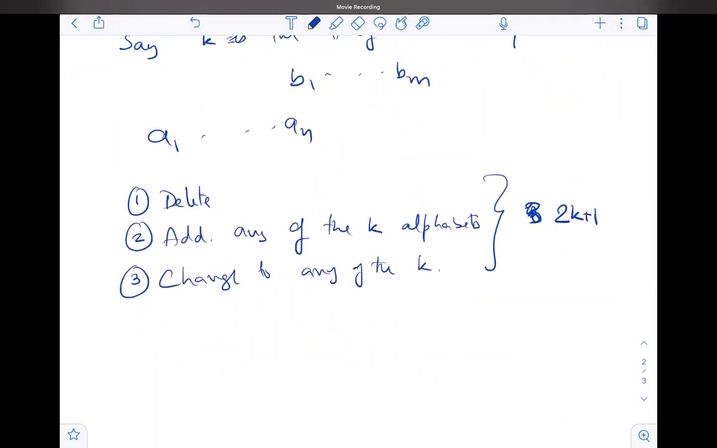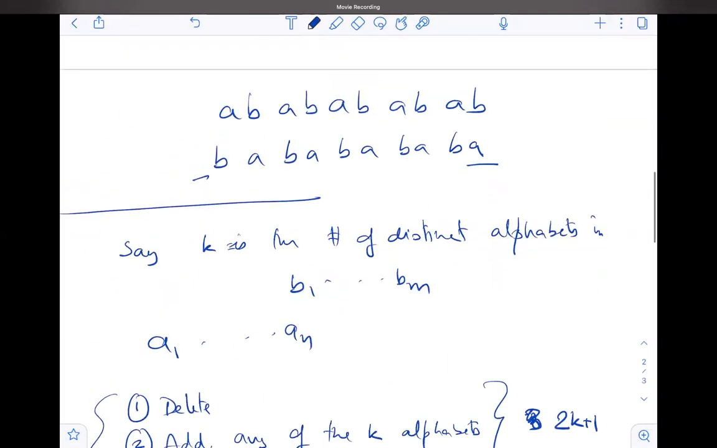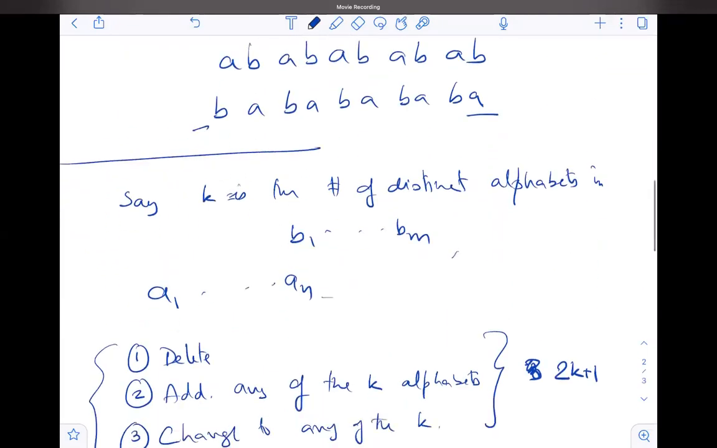But how many times can I do this thing? How many times will I do this action? How many steps at most? We know that there is an upper bound of n plus m. Sorry, maximum of m and n, right?